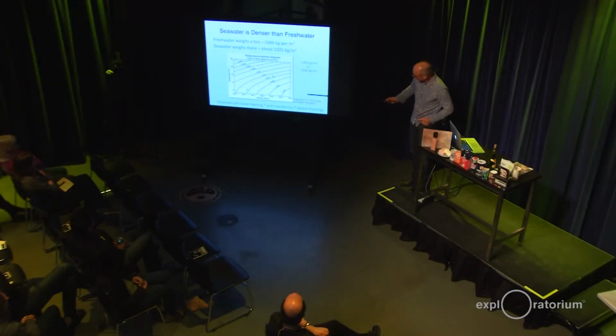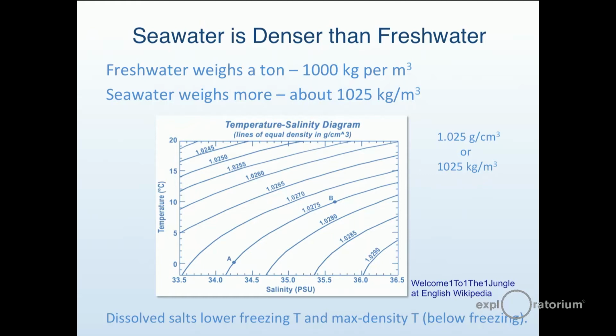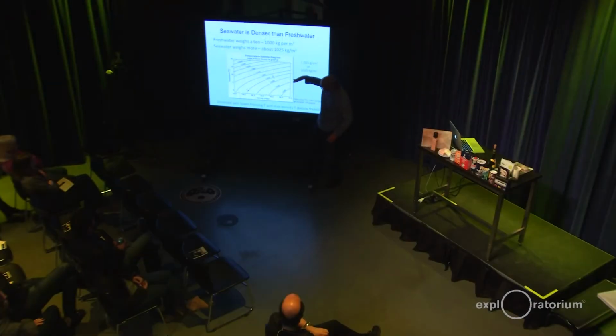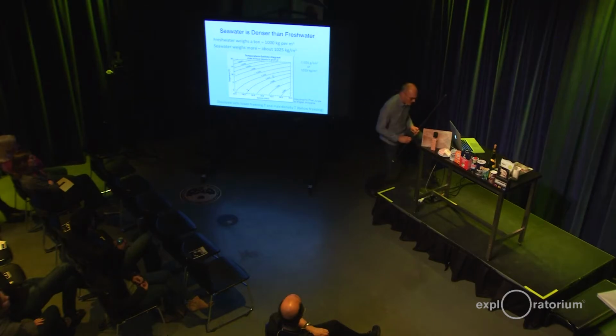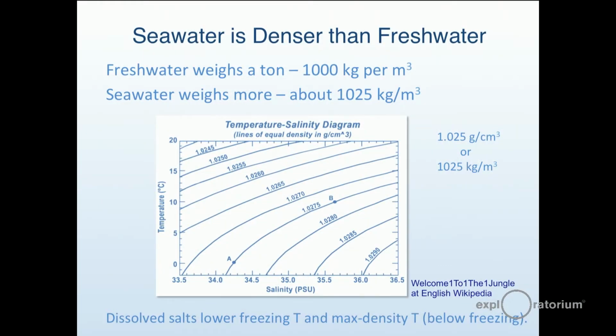equal density. So I'm going to have to stand off the stage all the time here, because if you go across from low salinity to high salinity, you're crossing lines of equal density. But if you go from warm water to cold water, you're also crossing lines of equal density. The colder the water is and the saltier the water is, the denser it is. The denser it is, basically the heavier it is. And this is where the physics comes into it.